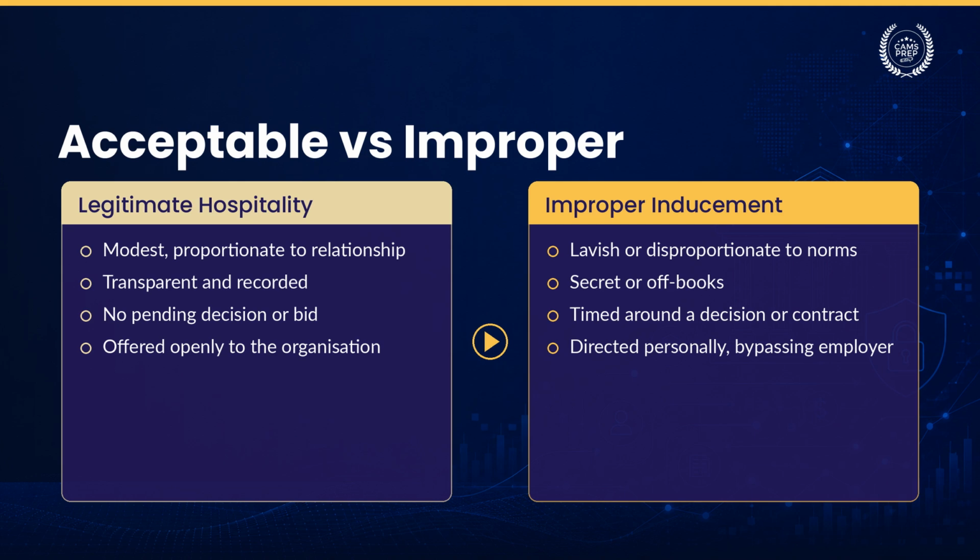An improper inducement is the opposite on every dimension. It is lavish or disproportionate. It is secret or off books. It coincides with a decision point, and it targets the individual personally, bypassing their employer. When you see a hospitality scenario on the exam, run through these 4 contrasts systematically.